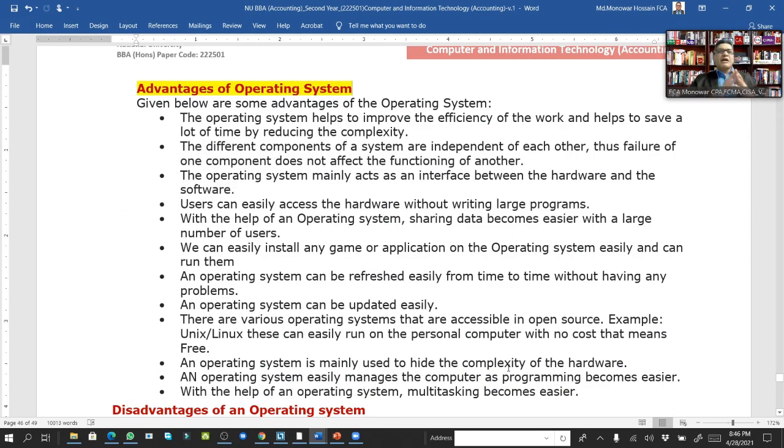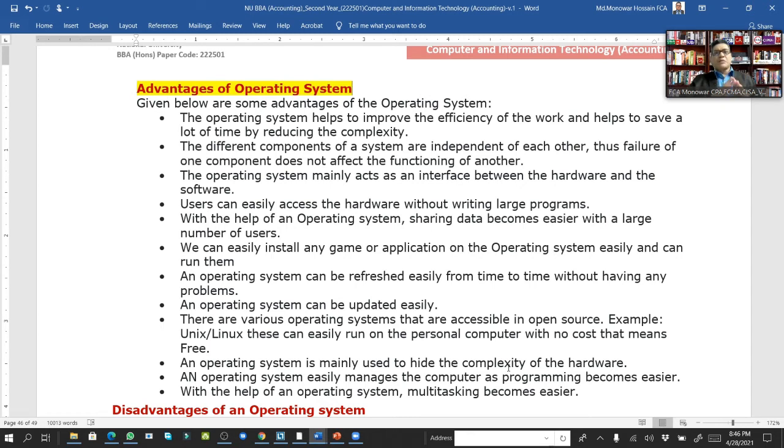So what are the advantages of an operating system? It's a huge advantage. The operating system helps to improve the efficiency of work, and helps to save a lot of time by reducing complexity. The diverse components of the system are independent of each other. Thus, failure of one component does not affect the function of another. The operating system mainly acts as the interface between the hardware and the software. Users can easily access the hardware without writing a large program.